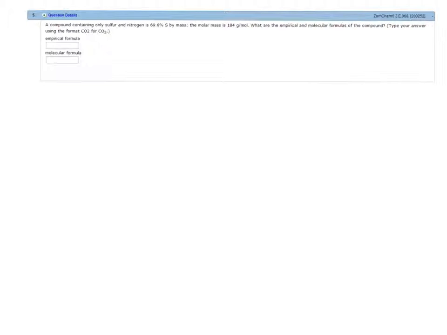If they're telling us that this compound is 69.6% sulfur, and there's only sulfur and oxygen in it, that would have to mean that the rest of the percentage, 100 minus 69.6, which would be 30.4%, would have to be the other element, nitrogen. So now we've got the percent by mass for each of the two elements.